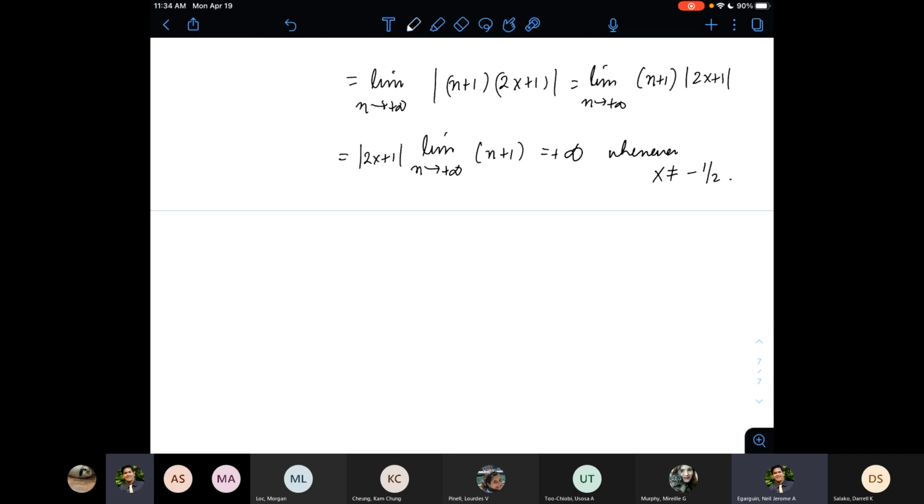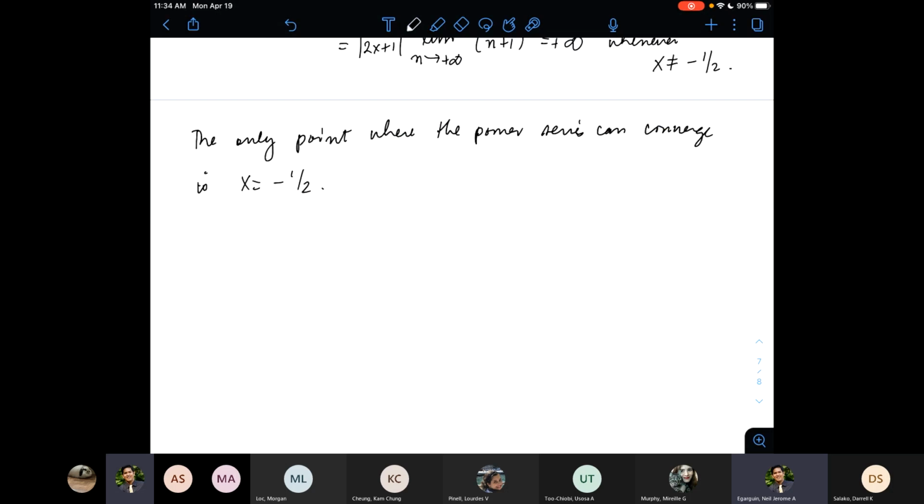So that means the only point where the power series can converge is x equals negative 1/2. I'm not saying that it will be convergent, but I'm saying that by the ratio test, by taking the limit, the only possibility of convergence here is when x is equal to negative 1/2. All right. Now we need to test whether it's really convergent at negative 1/2.